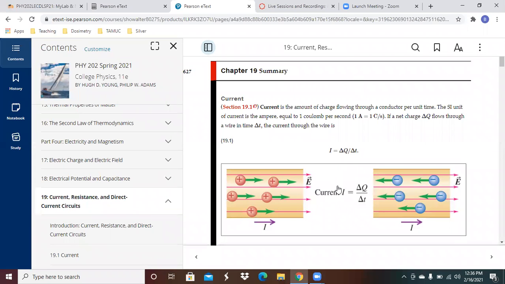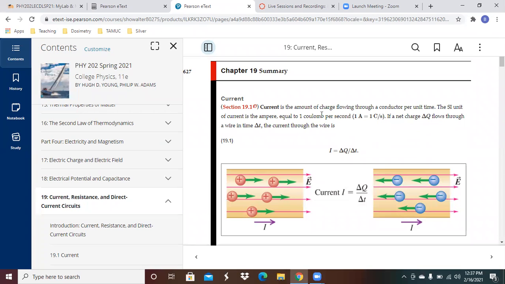Okay, this is going to be a lecture over Chapter 19, Section 1. We're going to begin the discussion of things like current and resistance and DC circuits. One of the first things that you're going to have to learn is the concept of current. This is going to represent the amount of charge that flows through a conductor per unit time. The SI unit is going to be the ampere, and it's going to be 1 coulomb per second. So you can see the description of it there.